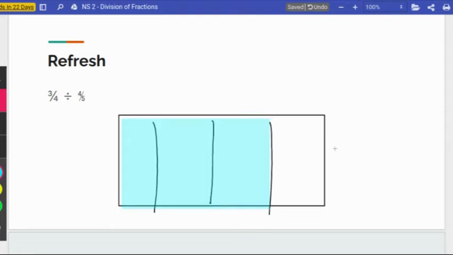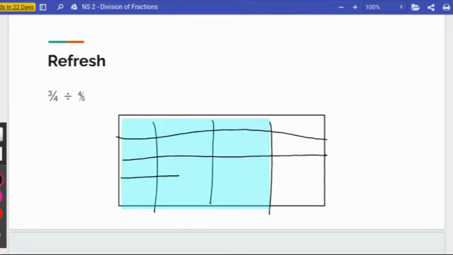Well, it's really hard to count out how many 4/5 are in it. It's really hard to count out in groups of 4/5 when I don't have fifths. So I'm going to divide it into fifths going the other direction so that I actually have 20ths. Okay, so now I have 20ths here, and 4/5 is actually 16 20ths. So I'm actually going to count out in groups of 16 20ths.